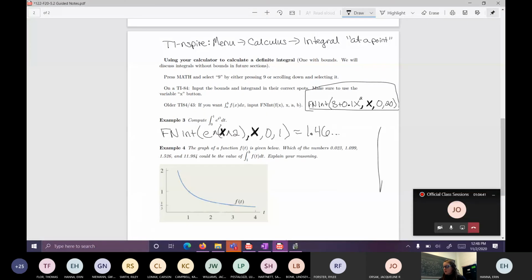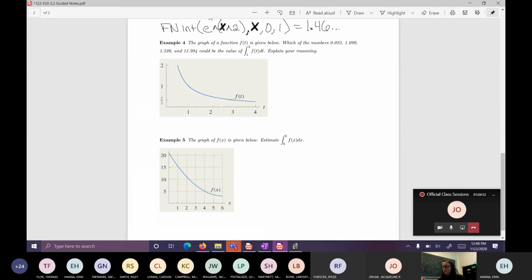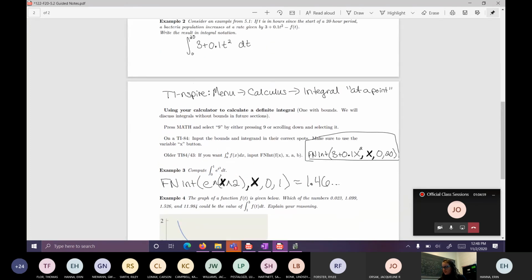So this is what I meant by 5.2 is a very weird section. It essentially builds up the definition of this definite integral. We go over how to find it in our calculator. We'll do these two kind of generic examples, which don't actually use our calculator, so you still have to remember how to do them by hand. We'll go over those on Wednesday.